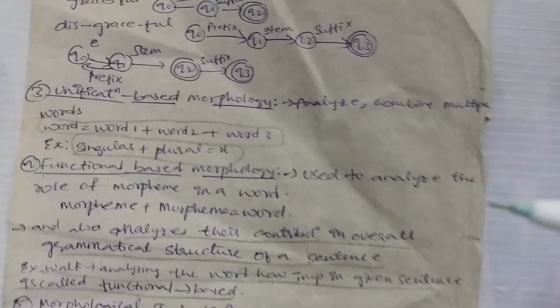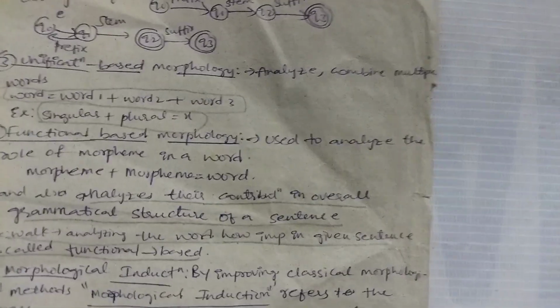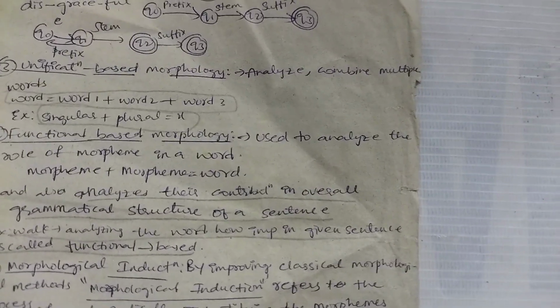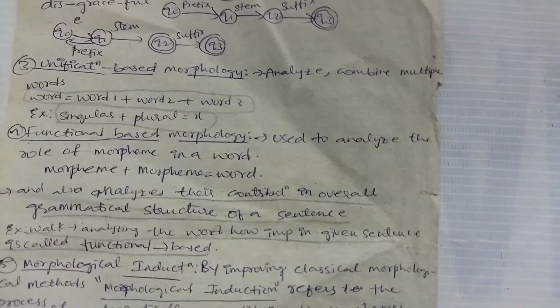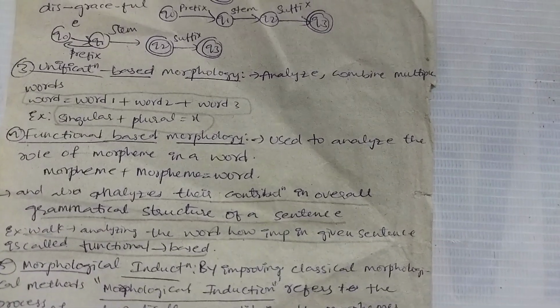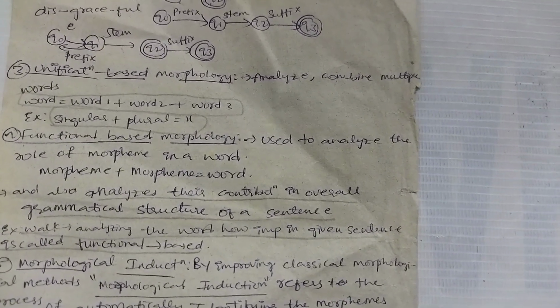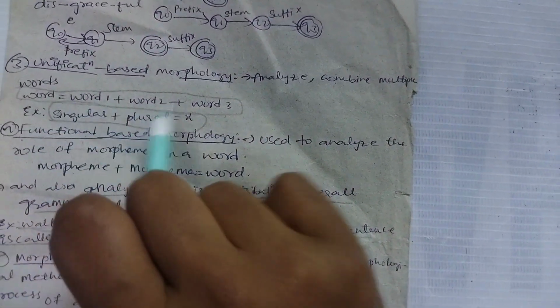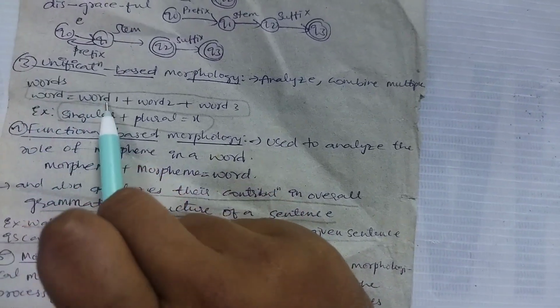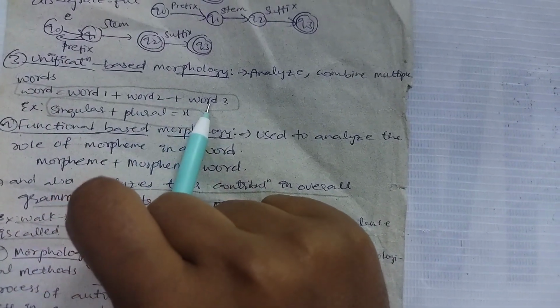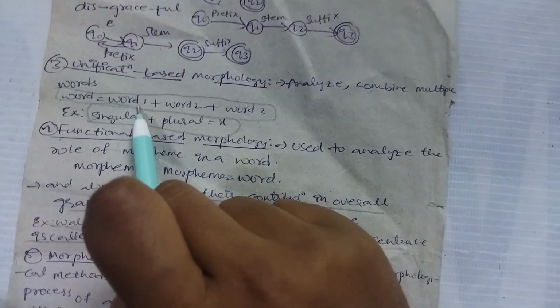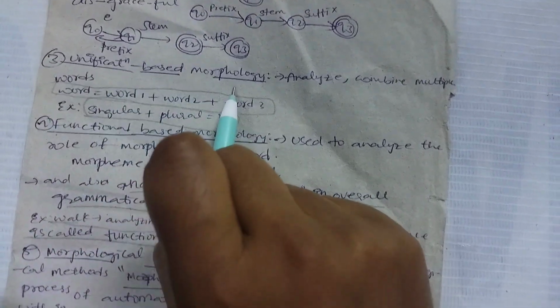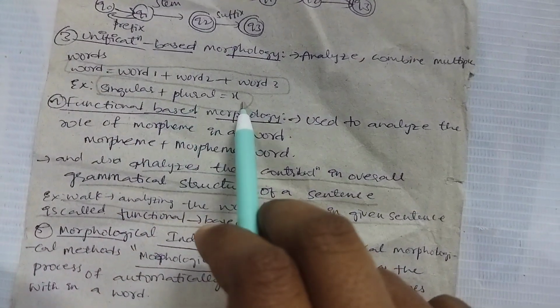The third type is unification-based morphology. It is the process of analyzing and combining multiple words, adding the words. The main word is added with subwords by using the plus symbol, combining the multiple words. The main word is taken on the left side, then word 1, word 2, word 3. Like disgraceful is the main word; dis is the first word, grace is the second word, full is the third word. This is the representation. An example for unification-based morphology: singular word plus plural word equals some result. Assume X is the main word.